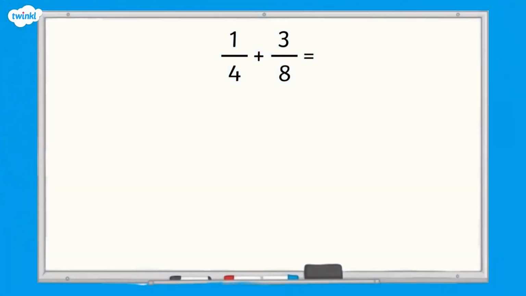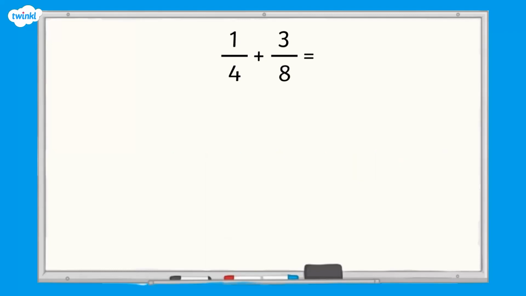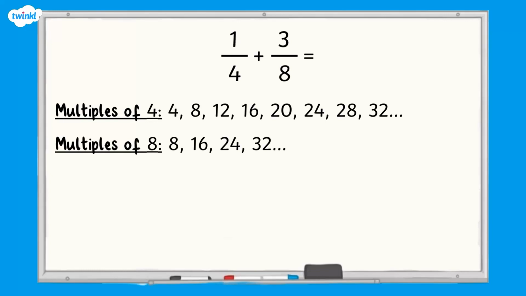1/4 add 3/8. Because they have different denominators, we need to find a common denominator before we can add them. We look for the lowest common multiple of the denominators. The lowest common multiple is the lowest multiple of both numbers. To find the lowest common multiple of 4 and 8, we can list the multiples of each number to find the multiples that are the same. So, common multiples of 4 and 8 are 8, 16, 24, 32, and so on. The lowest of these common multiples is 8.